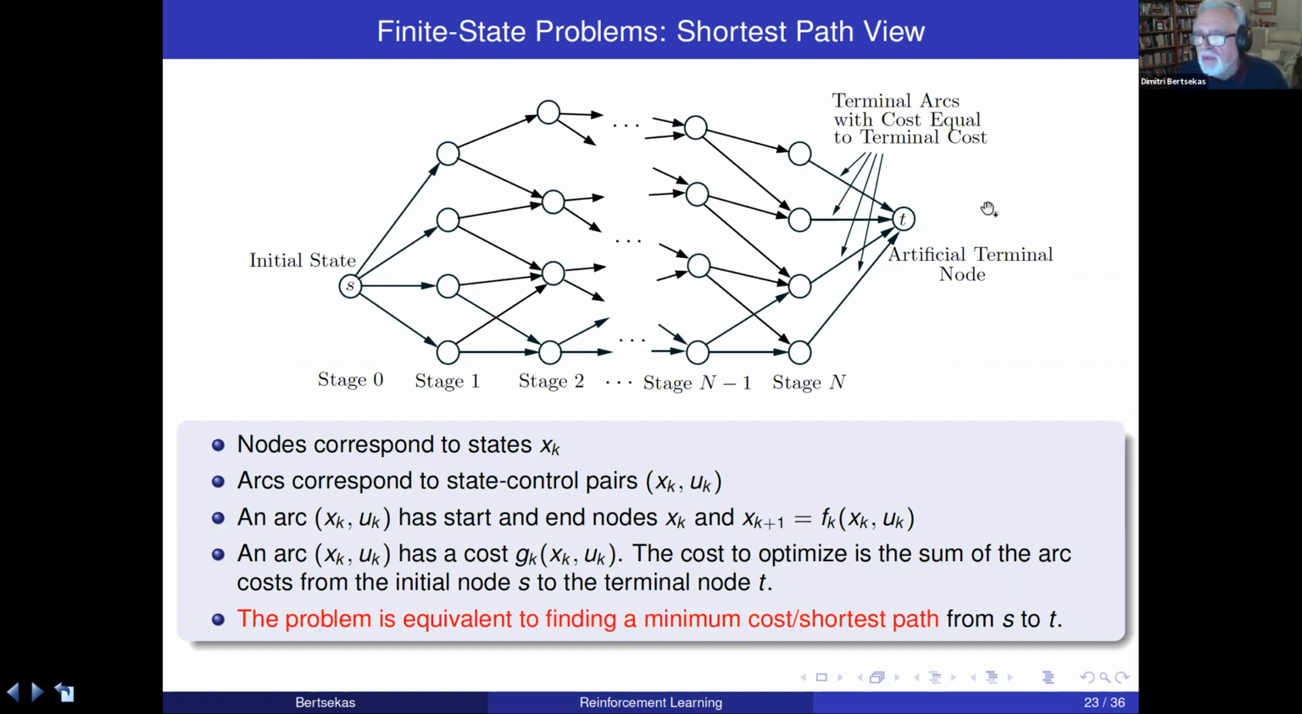Dynamic programming is one of them, only one of them. But dynamic programming applies to stochastic problems as well, not only to deterministic problems. These other shortest path algorithms apply to deterministic problems only.